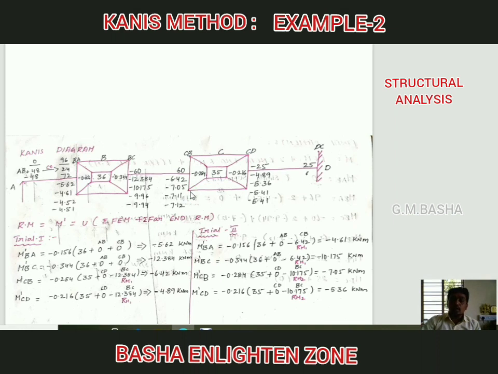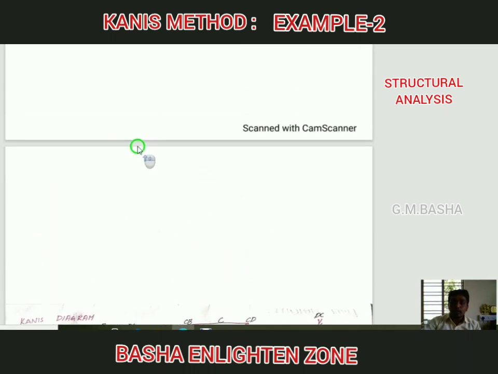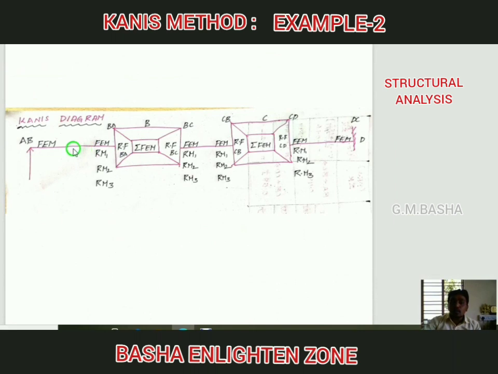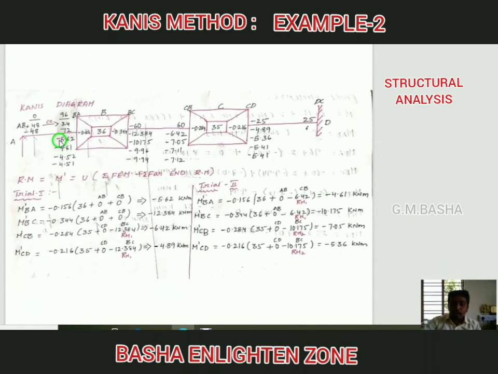After that, you have to go for calculating the rotation moments. So friends, see here, in the first step I am calculating rotation moments. Assume that in the first step there will be no rotation moments at all; the entire rotation moments will be 0. In the first step I am calculating this rotation moment 1 at BA.